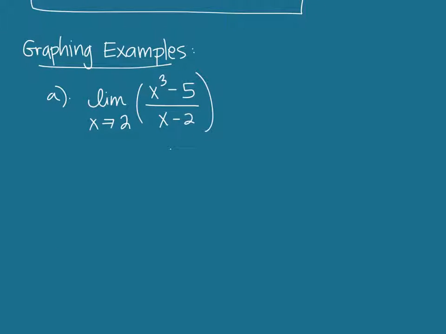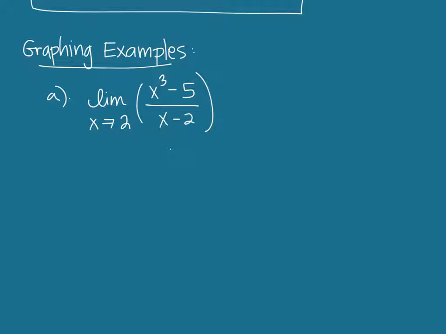Now, what's the problem with the number 2 right now? It makes the denominator 0. If we tried to plug 2 in, we would be violating one of those cardinal rules of math that says you shall not divide by 0. 2 is not in the domain.